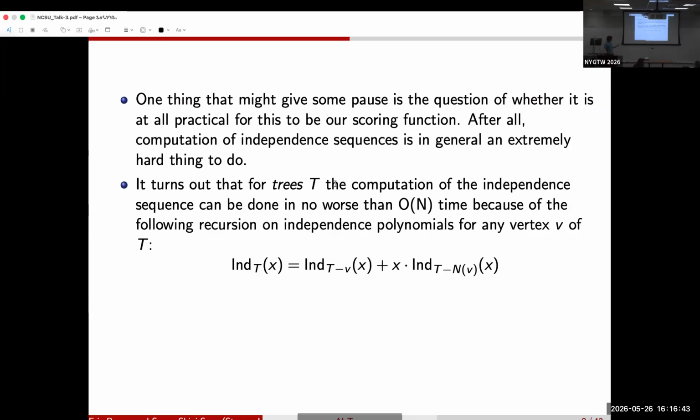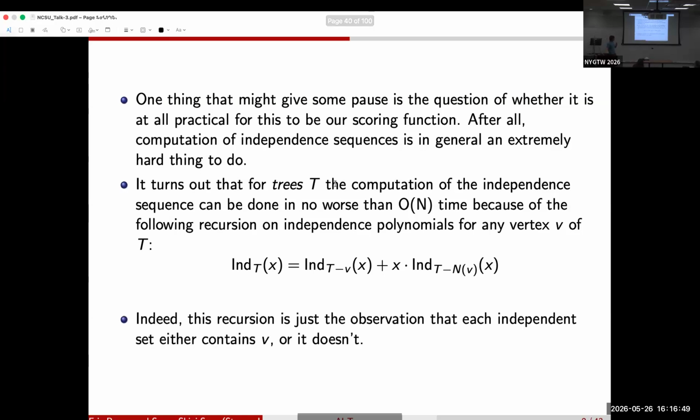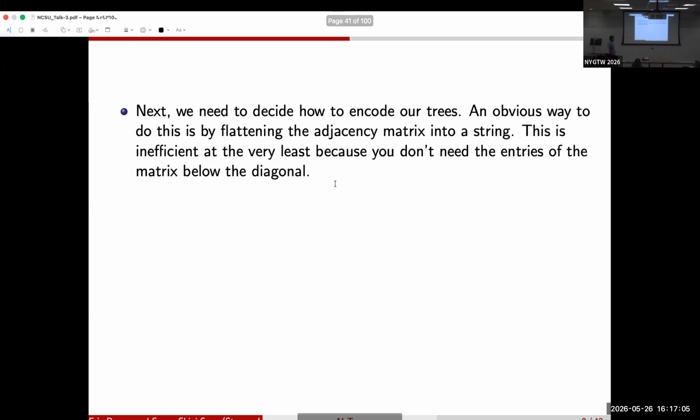So in other words, our score function is actually not hard. It's surprisingly not that bad to compute. And again, this recursion is just the observation that each independent set either contains a vertex v or it doesn't. It's just the binomial coefficient recursion. You can very explicitly compute the sequence.